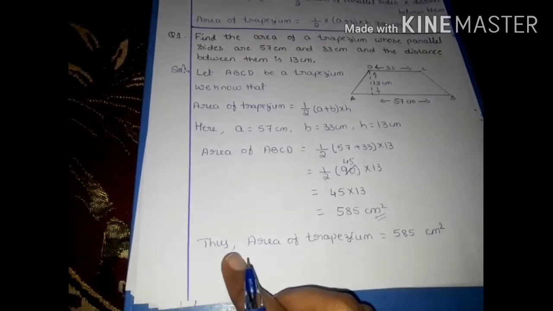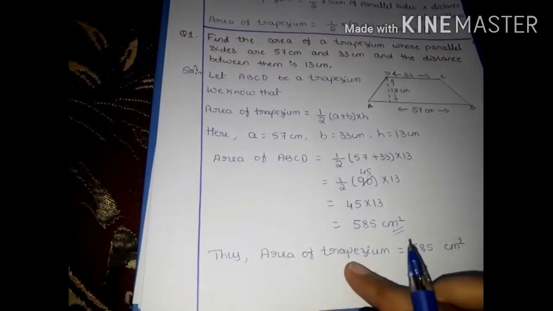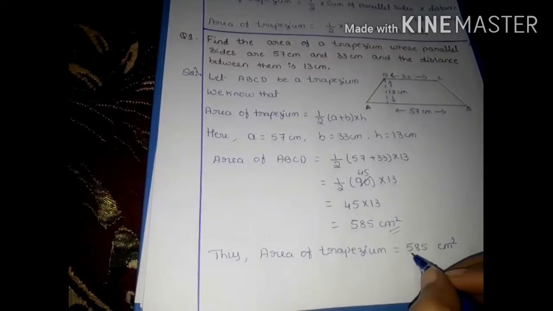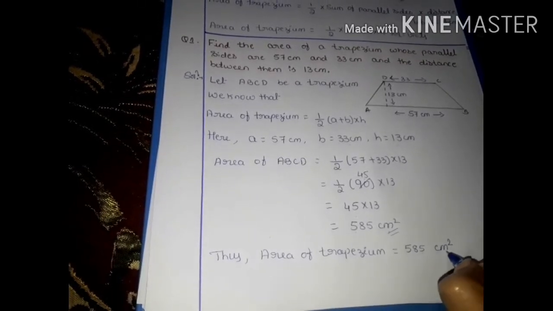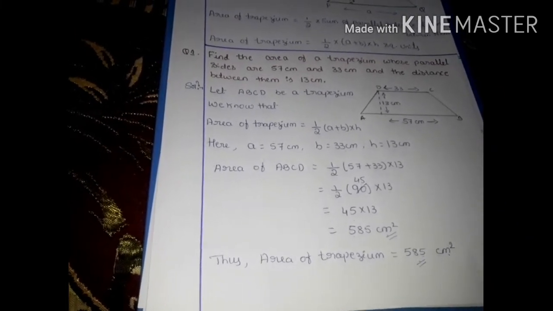So the last conclusion you have to write: thus area of trapezium is equal to 585 centimeter square. Always write area in terms of square units. This completes the first question answer.